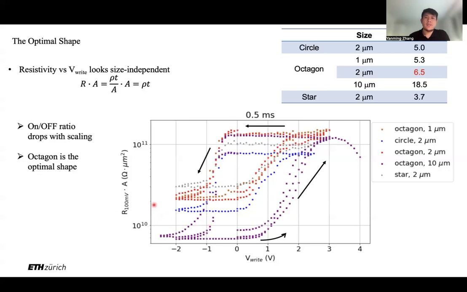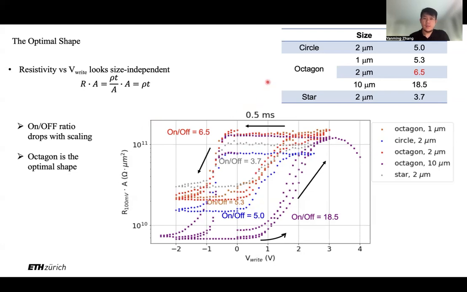Here we plot the R times A as a function of the writing pulse amplitude. Basically, the product of resistance and nominal area refers to the resistivity times the thickness of the tunnel junction, which should in principle be constant for all the devices. So the resistivity seems to be independent of size. There is a size effect on the on-off ratio.